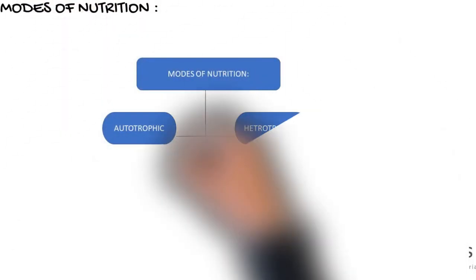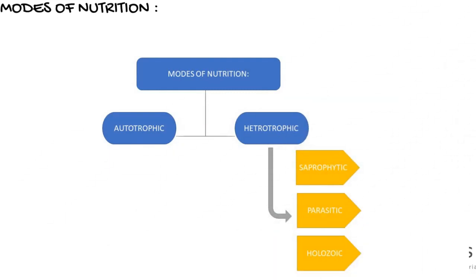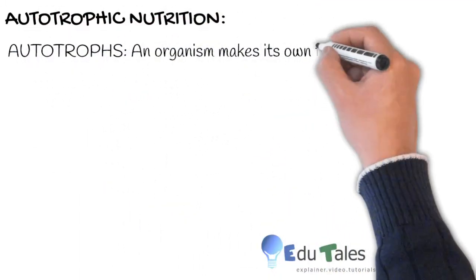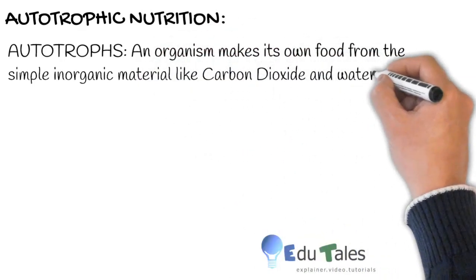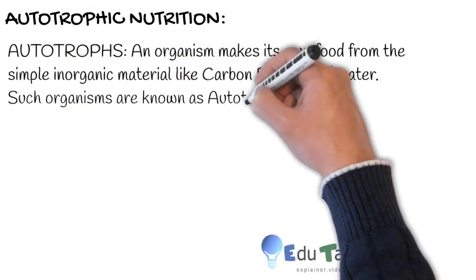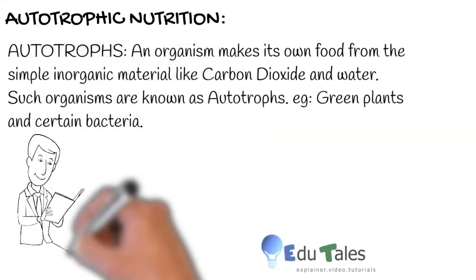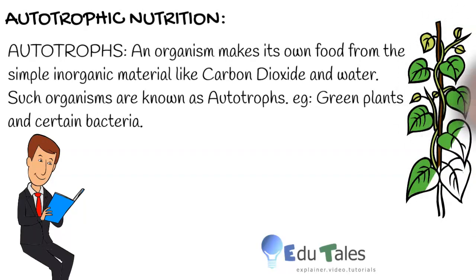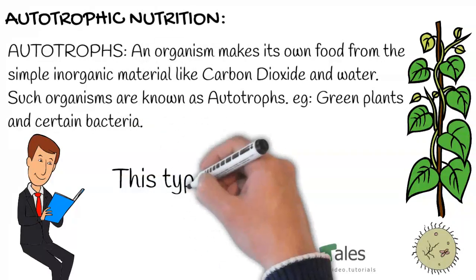Modes of nutrition, two modes. First is autotrophic, second is heterotrophic, and it is further divided into saprophytic, parasitic, holozoic. First, autotrophic nutrition. Autotrophs, an organism makes its own food from the simple inorganic material like carbon dioxide and water. Such organisms are known as autotrophs, example, green plants and certain bacteria. This type of nutrition is known as autotrophic nutrition.